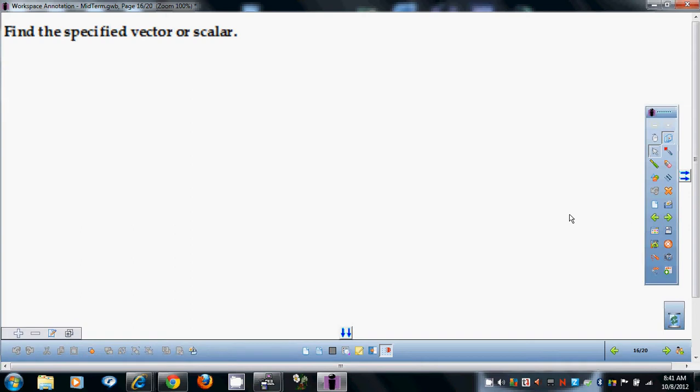Find the specified vector or scalar. Now this one, I'll be impressed if somebody knows what it's going to be asking me here, because that's kind of a weird way to be asking it. But I'll give somebody a chance. Actually, no. A scalar, well, what do you think the root word behind scalar is? Scale, right. And a scalar is like when you scale something up or scale something down, you either multiply or divide by something.